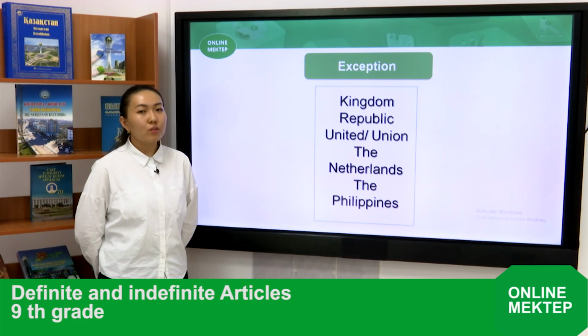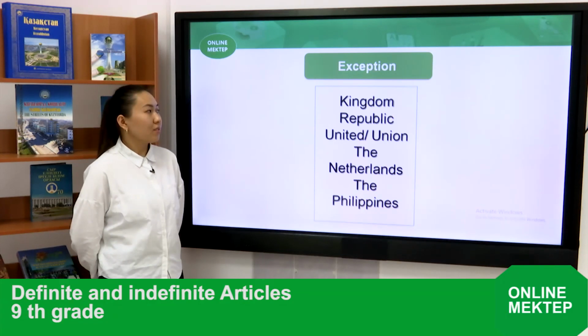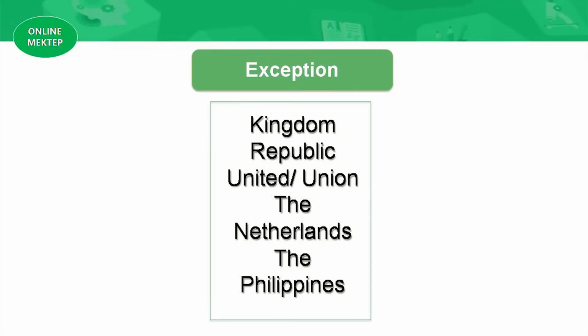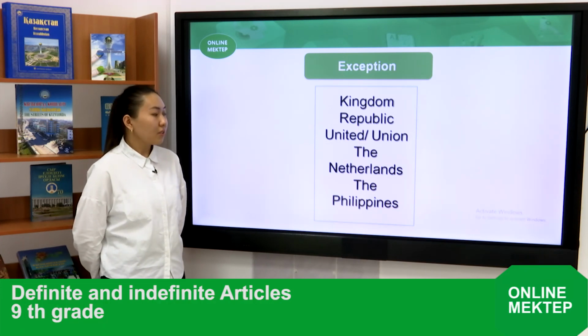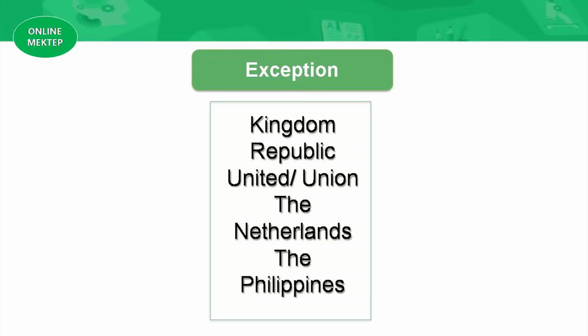And now here we have some exceptions. We use the article the when we are talking about a kingdom, republic, united or union, the Netherlands, the Philippines. For example, the United Kingdom, the Kazakh Republic, or the United States of America.